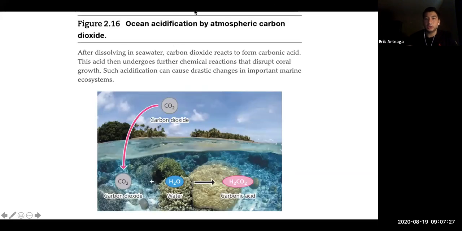Okay. All right. So we're talking about ocean acidification by atmospheric carbon. This is very important because we talk about CO2 and the excess carbon dioxide in our atmosphere. After dissolving in seawater, carbon dioxide reacts to form carbonic acid. This acid then undergoes further chemical reactions that disrupt coral reef growth. Such acidification can cause drastic changes in important marine ecosystems. Okay, so think of carbon dioxide in the atmosphere, right? And think of the carbon dioxide that you breathe out as well.